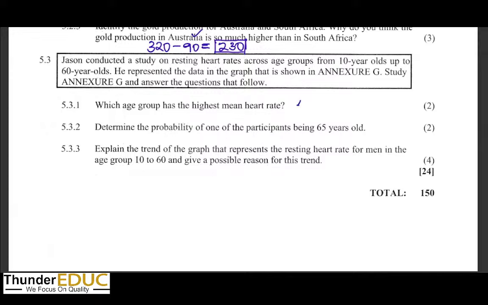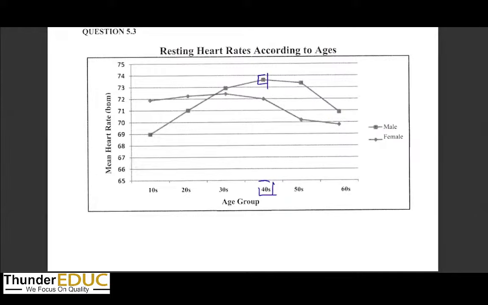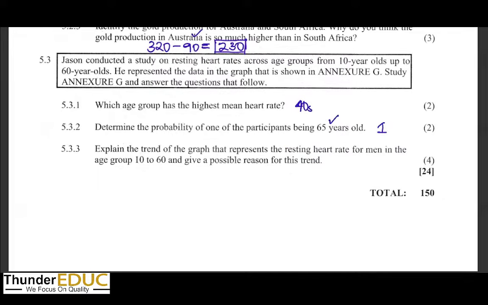So these are the 40s. Determine the probability of one of the participants being 65 years old. The probability there is what? One. Sure, because we have the 60s here, 61, 62, up to 69. So definitely there's a chance that the person could have been there.